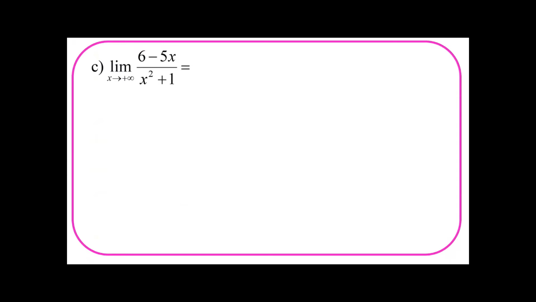Part C. We have the limit as x approaches positive infinity of 6 minus 5x divided by x squared plus 1. Directly substitute, you will have infinity over infinity, an indeterminate case. Now, divide every part by the highest power of the denominator. So, our highest power in this case is x squared. So, this would be equal to the limit as x approaches positive infinity of 6 over x squared minus 5x over x squared, divided by x squared over x squared plus 1 over x squared.